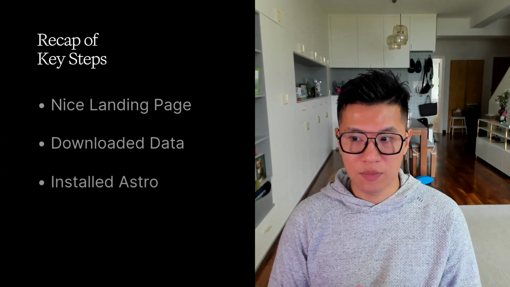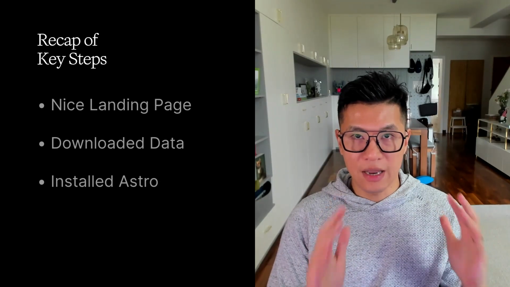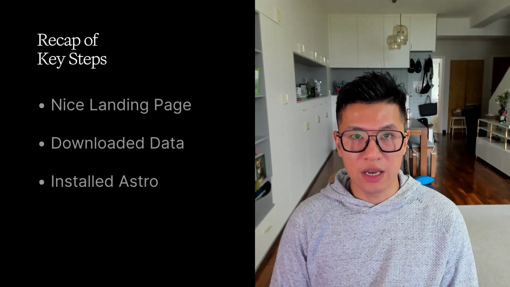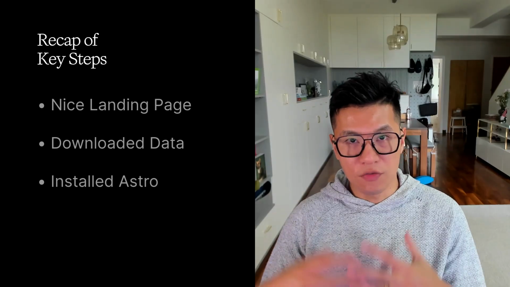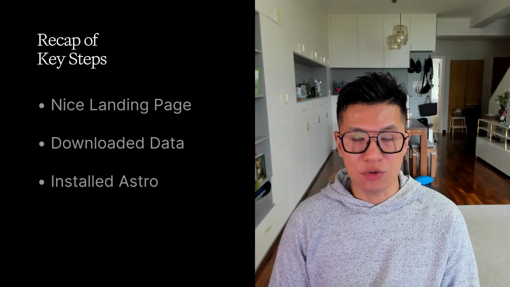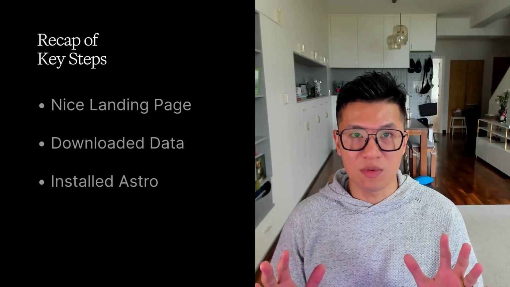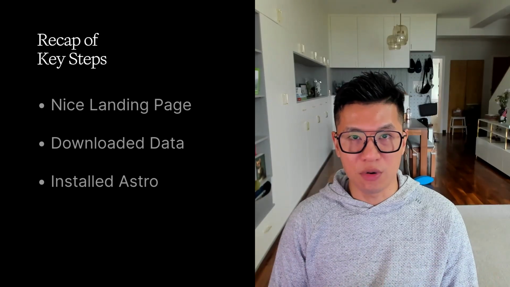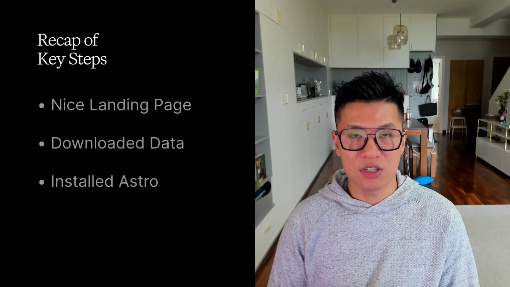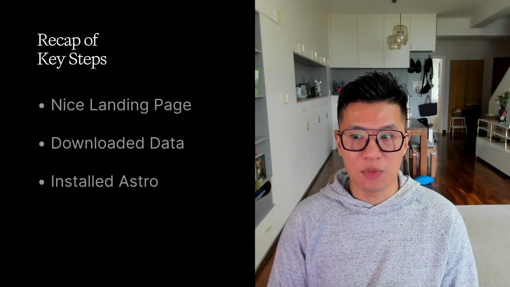So as a recap, you have a nice landing page that's really pretty. You've downloaded all your data from your WordPress site. You've imported it into the same folder as your new site. You've installed Astro. And you'll notice a small problem. The blog material is not showing up yet. So the last step is to link up your new installation to display all your previous posts.